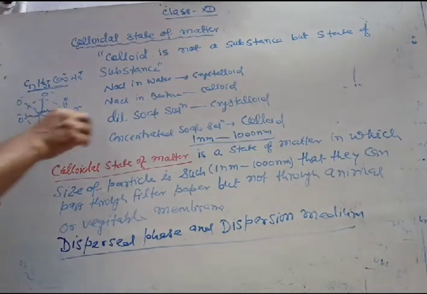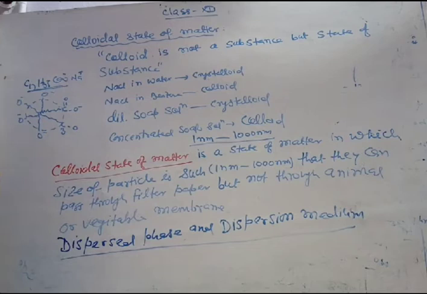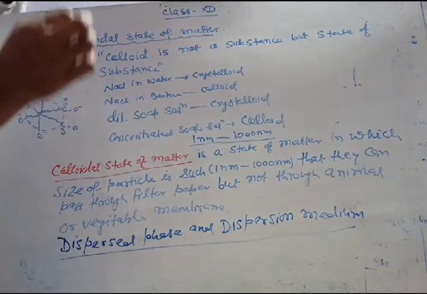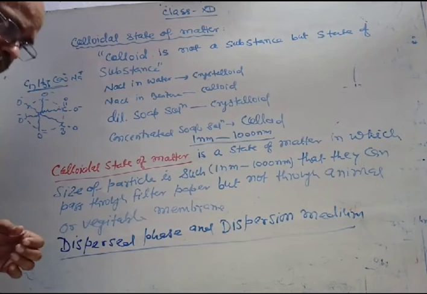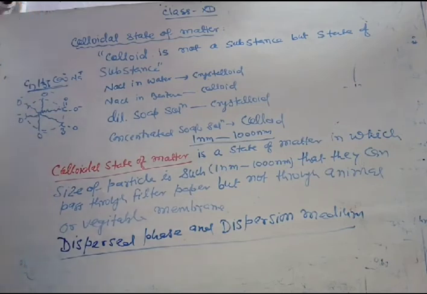And so, in concentrated soap solution, soap forms micelles, and the size of micelle particles is more than the size of the pores of animal membrane. That's why it cannot pass through the animal membrane. It can pass through the normal filter paper, but it cannot pass through the animal membrane or parchment paper.